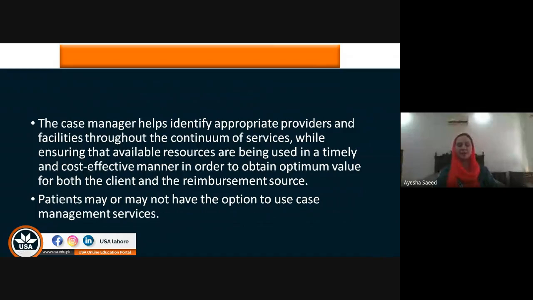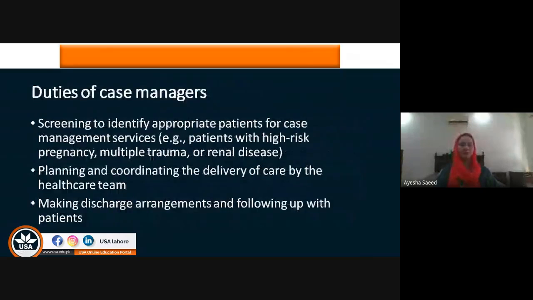So these case management services are usually provided by the health insurance companies. What happens is when a patient goes to a hospital, the case management professional is called upon so that he looks through the process. Okay, which type of provider is required, which type of services are required, and which would be the most cost effective techniques so that maximum value of the money could be obtained by the individual.